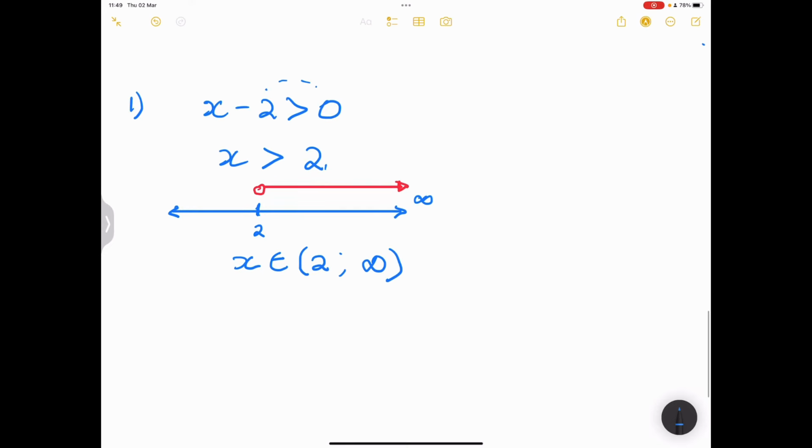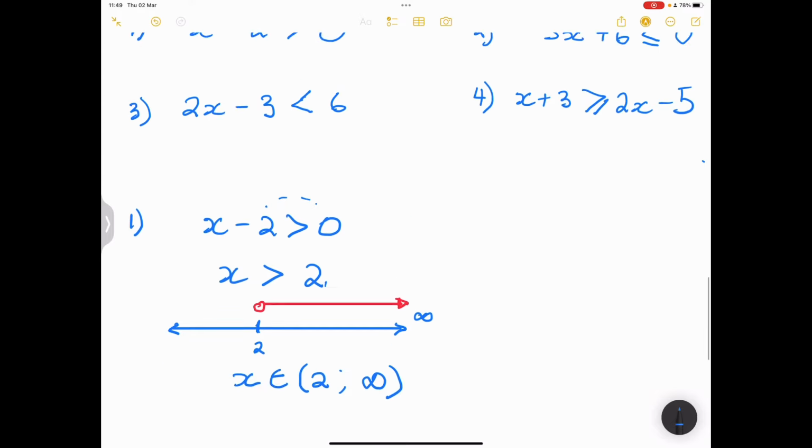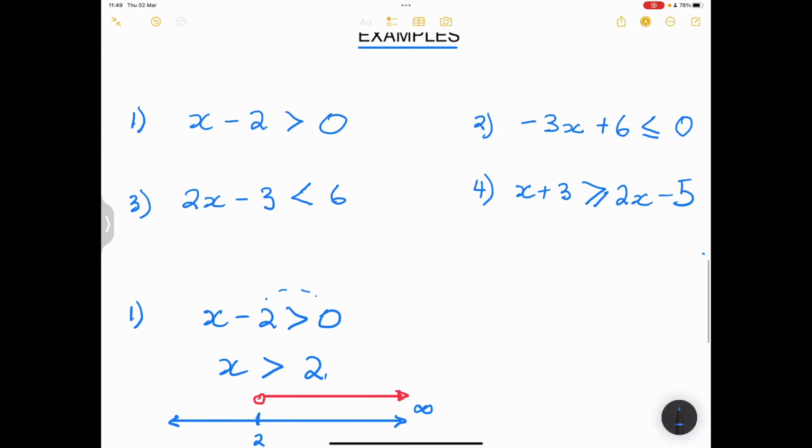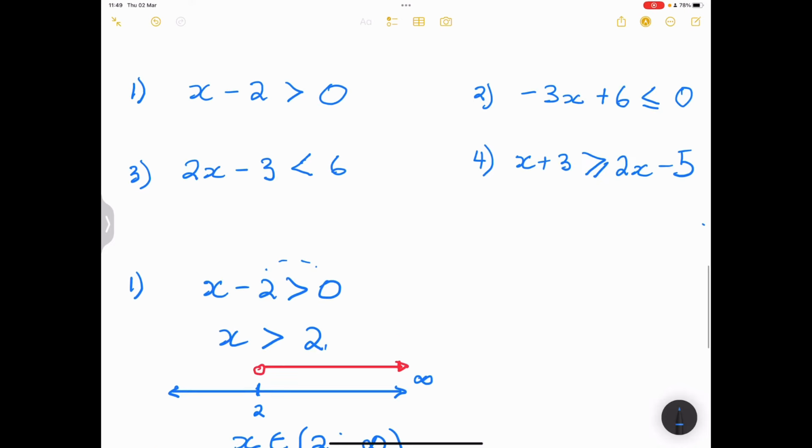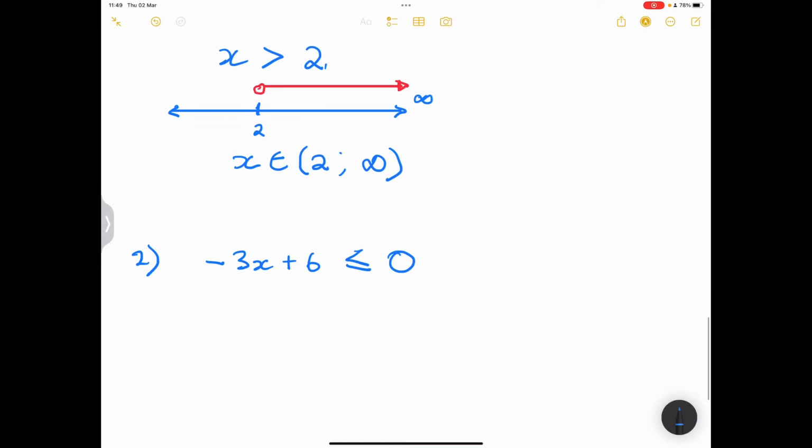Okay, let's take the next one. The next one says we've got minus 3x plus 6, something very important there, that is less than or equal to 0. Let me just make sure that we've got that correct.